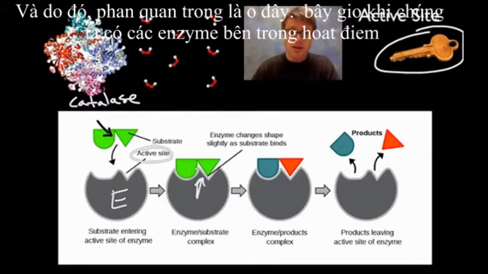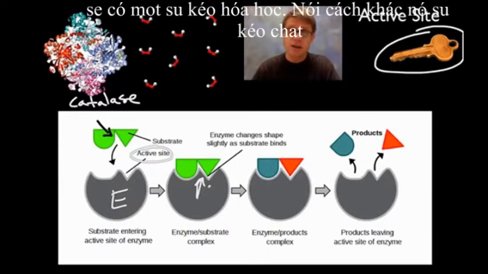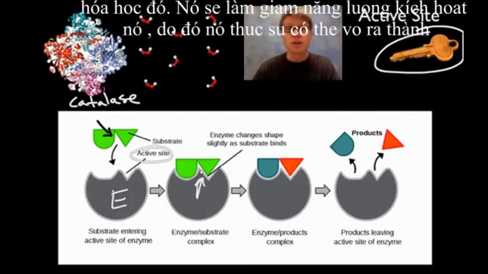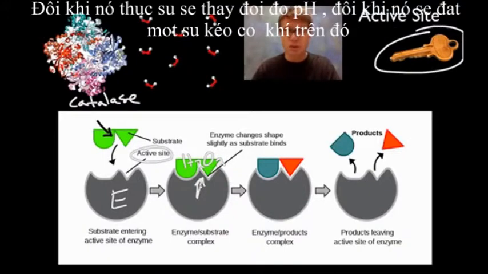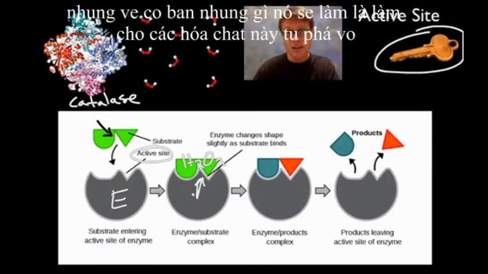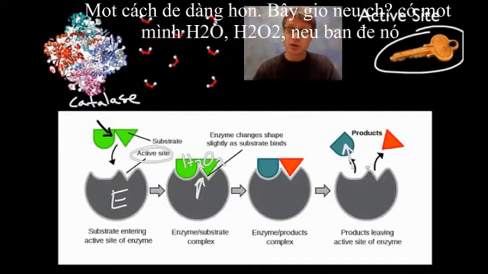So now once we have the enzyme inside the active site, there's going to be a chemical tug. In other words, it's going to pull on that chemical, it's going to lower its activation energy, so that it can actually break apart into its products. And so if this is our H2O2 right here, there's going to be a tug on those chemicals. Sometimes it'll actually change the pH, sometimes it'll put a mechanical tug on it, but basically what it's going to do is make it easier for those chemicals to spontaneously break apart.